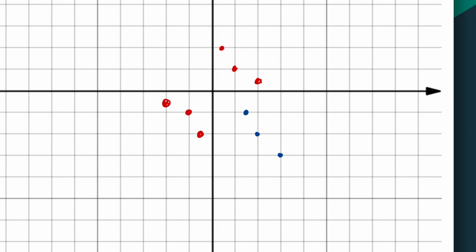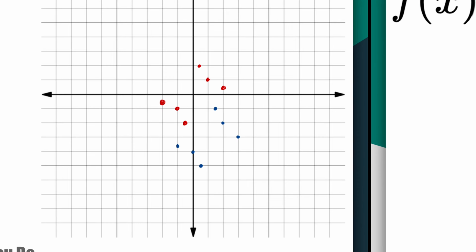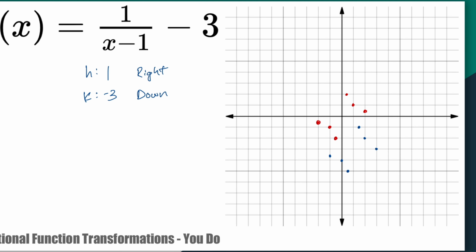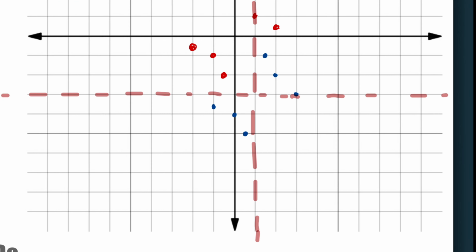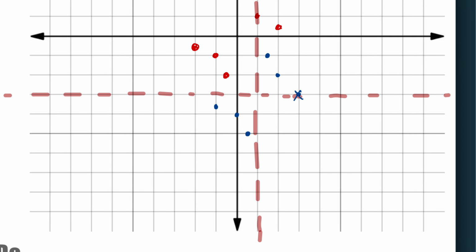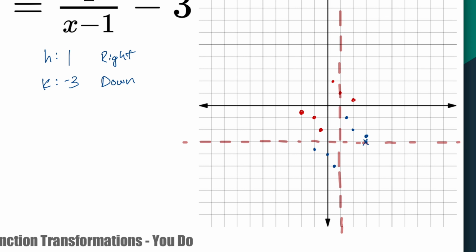Right 1, down 3 puts me there. Right 1, down 3, right 1, down 3. Okay. And so before I graph this, I'm going to put in those horizontal and vertical asymptotes. So h is +1, so we should have our vertical. And then k is -3, so I definitely made a mistake there. That blue point should not have been there. It should have been here, okay? And now I can just graph this.